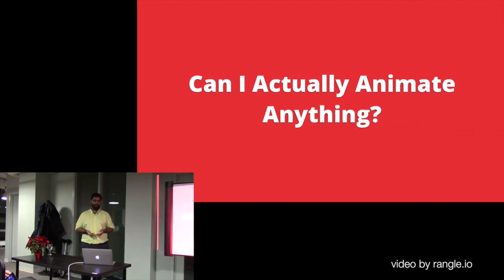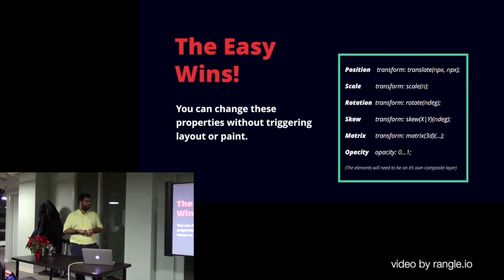So at this point, you're probably wondering, can you actually animate anything? And the answer is yes. If you're trying to animate position, scale, rotation, skew, matrix, or even opacity, you can use the transform properties, and there's a bunch of transform properties that you can animate without any kind of performance impact. They're not going to trigger a layout or a paint. So it's a bit of a no-brainer that you try and end up animating with this.